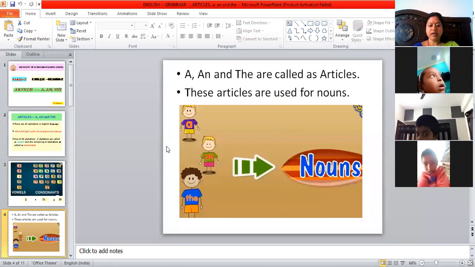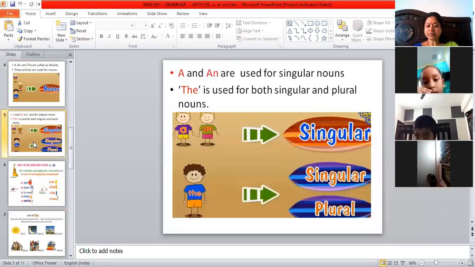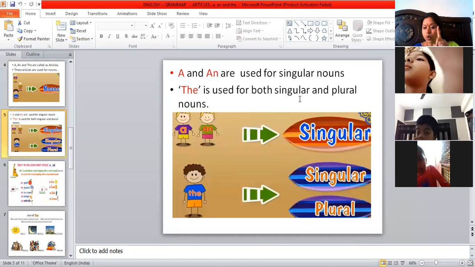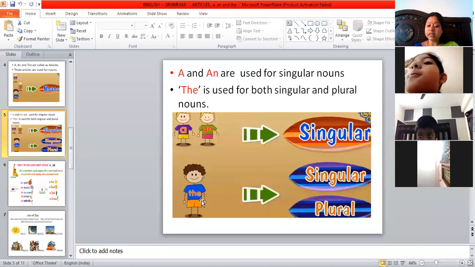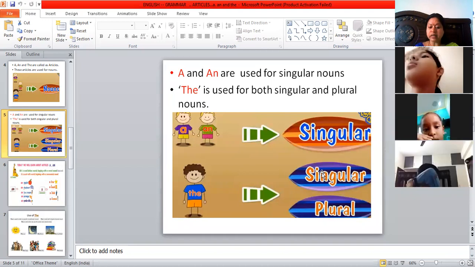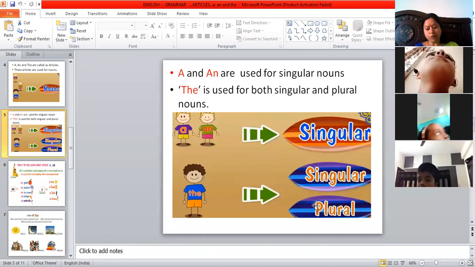Now, a, an, and the are used before nouns. Now, how they are used, let us see. A and an are used for singular nouns. Singular means what? Singular means one. So, a and an are used before singular nouns. And the is used before singular nouns and also plural nouns. Singular means one, plural means many, more than one is called plural.